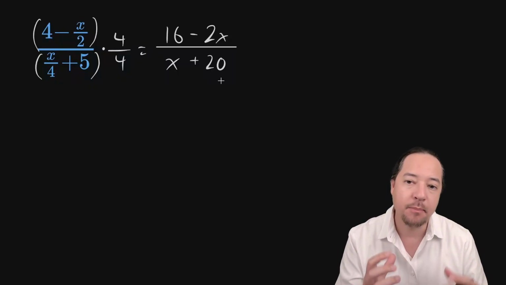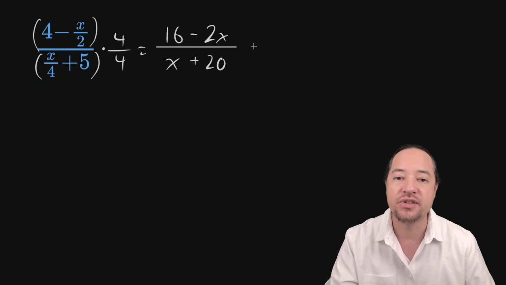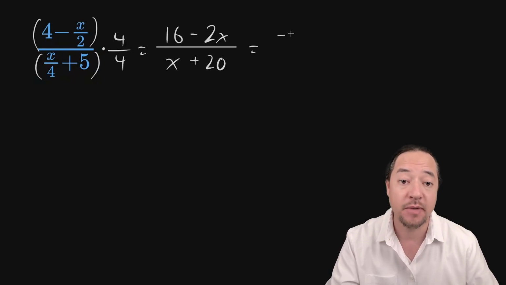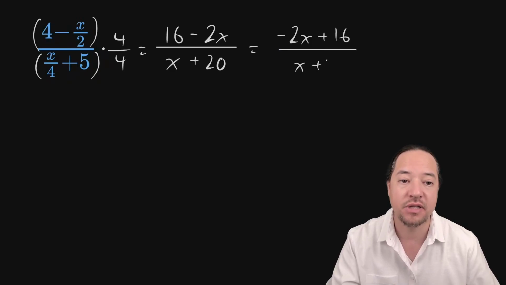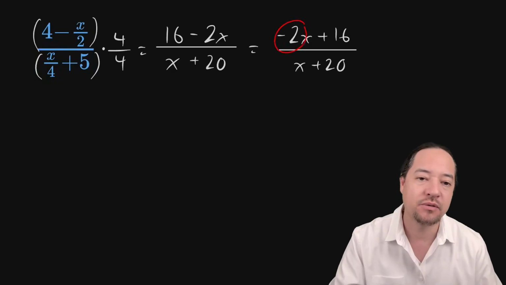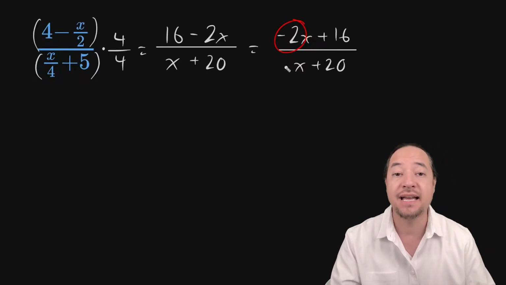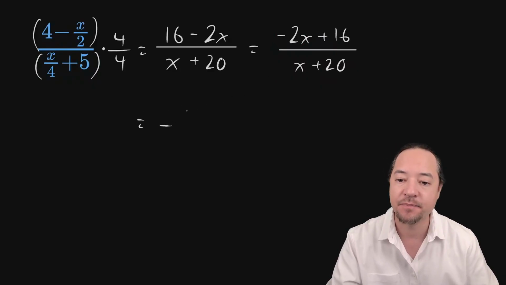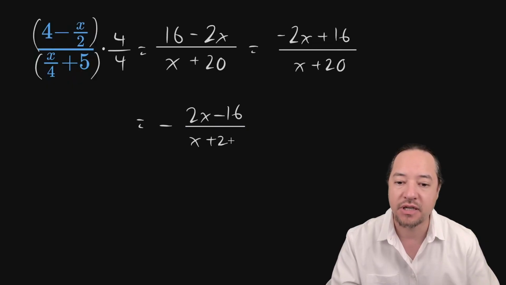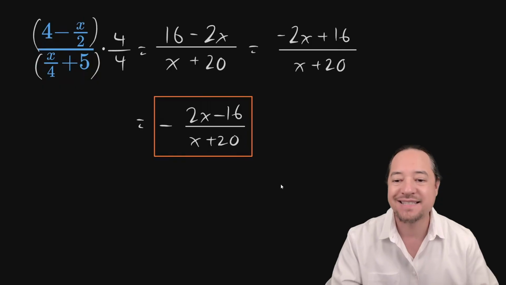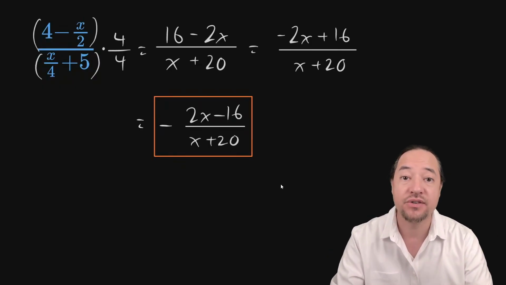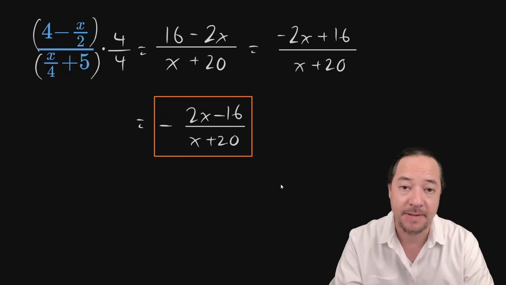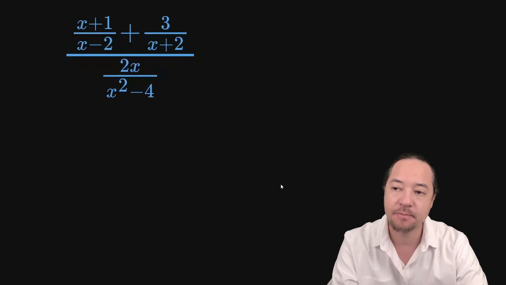Now, I can't really simplify, but I might want to rearrange this. If I want to write this in standard form, I can write this as a negative 2x plus 16 over an x plus 20. And a lot of times we don't like having a negative number as the leading coefficient, and so I'll factor out a negative 1. So if I do that, I'll get a negative 2x minus 16 over x plus 20. And so then that's another way of writing it, but overall, that's how we can do this one using the least common denominator method.